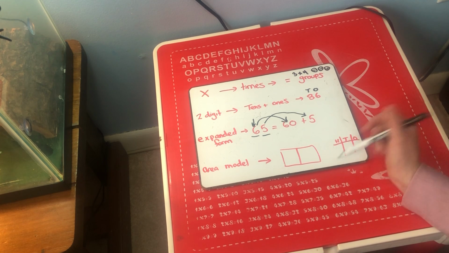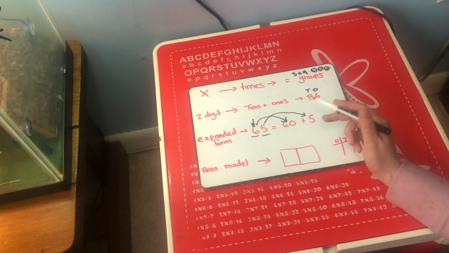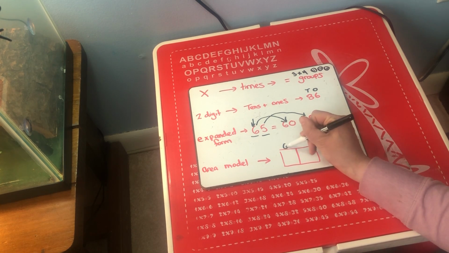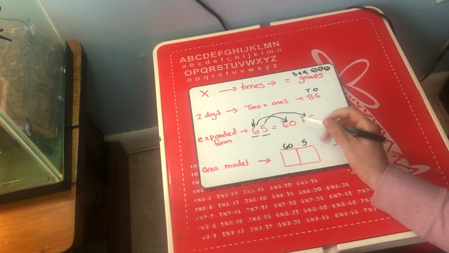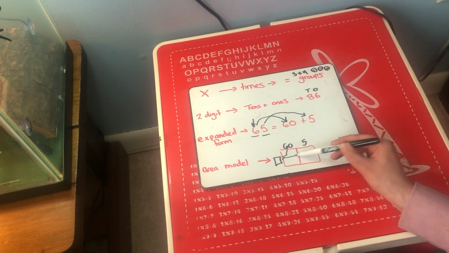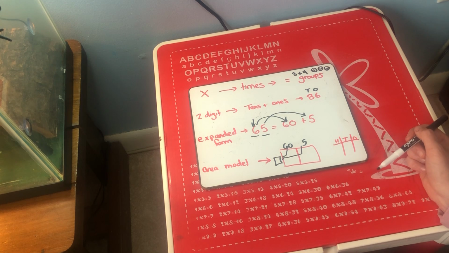When I say area model, that means we're making our boxes. Think about when you find the area of a shape, and we're just breaking up our numbers to multiply. So our 60 and our 5 would go here, times whatever we were multiplying times. Multiply, and then add your partial products.